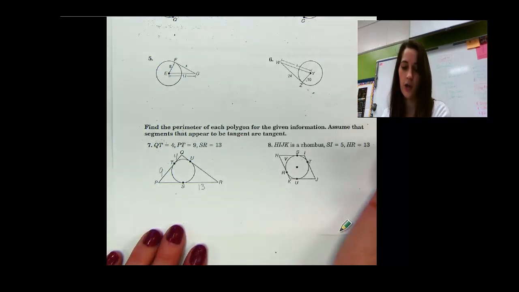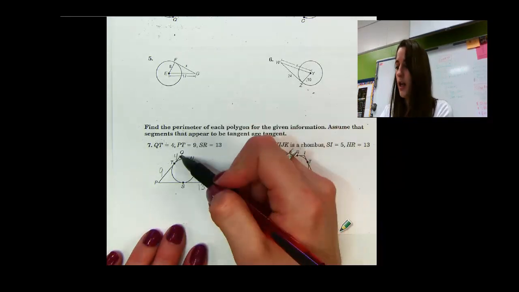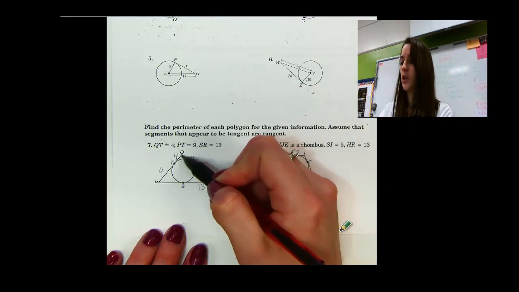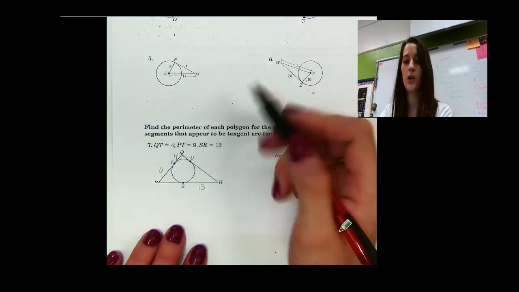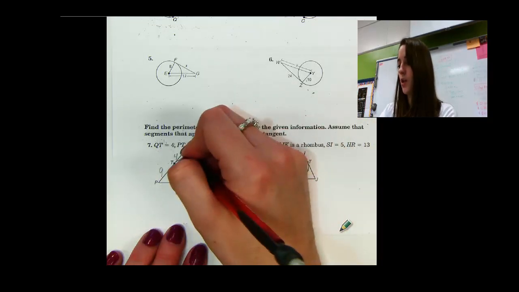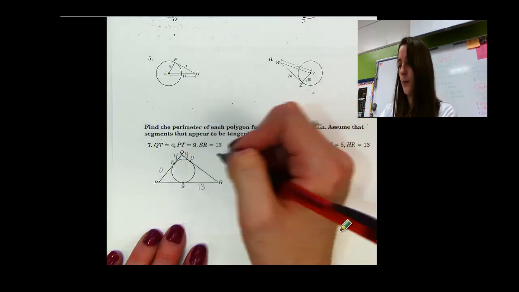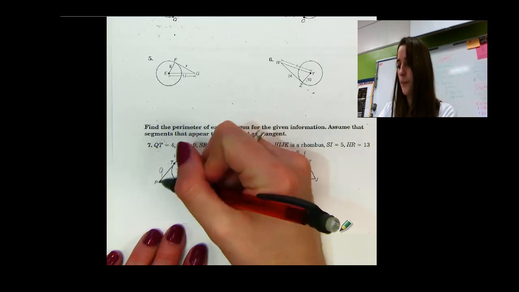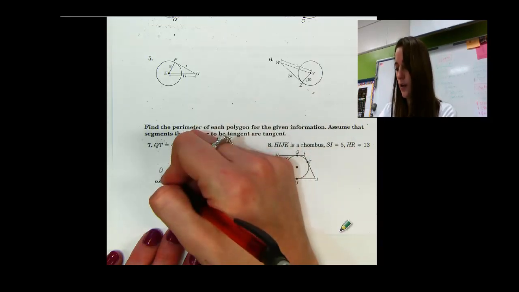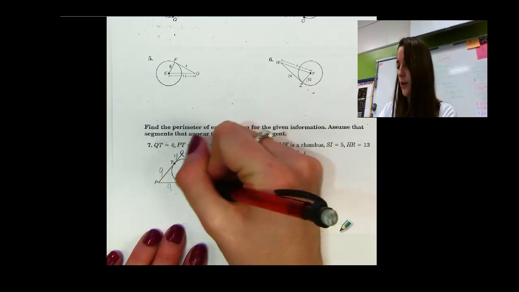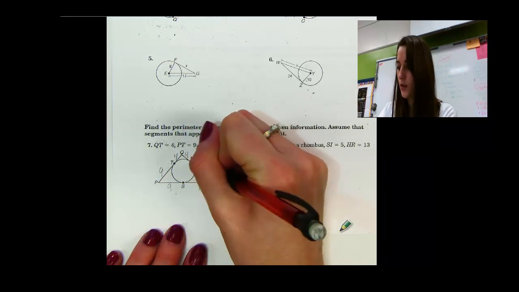Well, from the theorems we just learned, we know that if two segments are tangent to the circle from the same point, then the segments are equal to each other. So that means that QU is also equal to 4, that PS is also equal to 9, and that RU is also equal to 13.